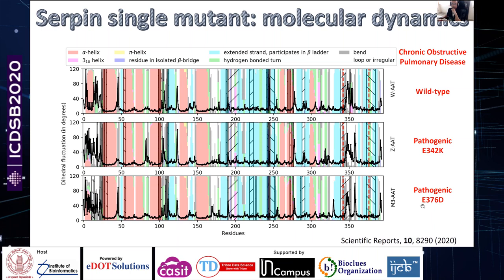Recently, we have identified another mutation, from glutamate to aspartate, and this mutation is highly prevalent in the Kashmiri population.